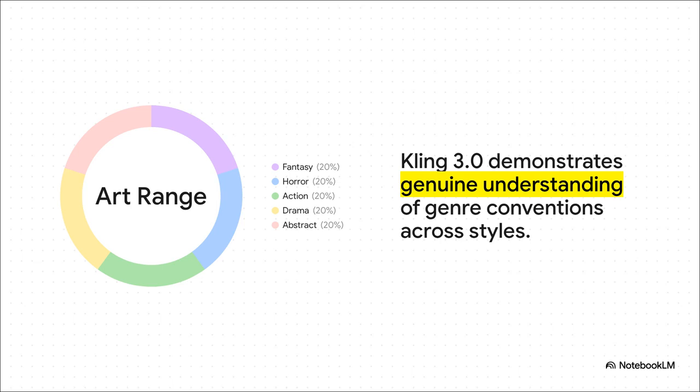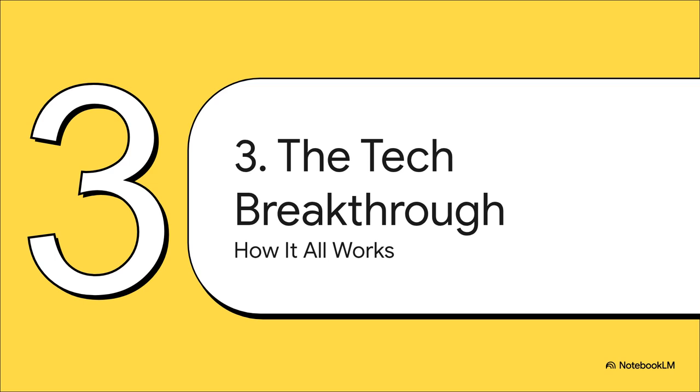And this cinematic brain works across pretty much any genre you can throw at it. Whether you're dreaming up a fantasy epic with swirling magic, a tense horror scene that relies on atmosphere, or even some wild abstract art, Kling 3.0 just gets the visual language. It knows the assignment. So how on earth is this even possible? What's the magic trick here? Let's pop the hood for a minute and look at the actual technological breakthroughs that are making Kling 3.0 tick.